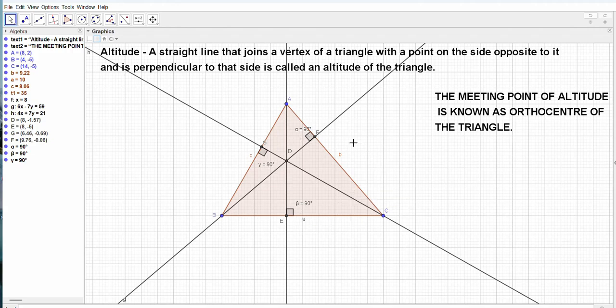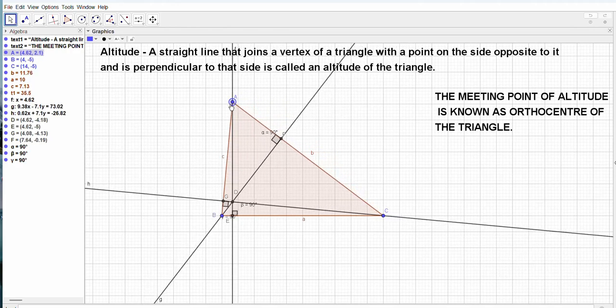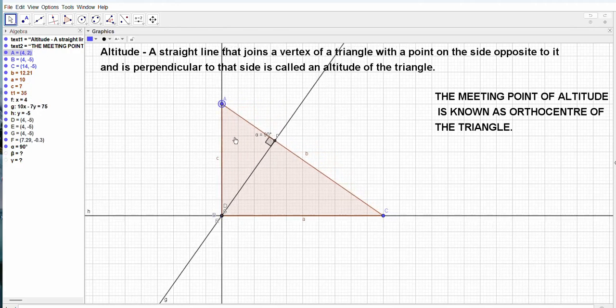Okay. Again, this is an acute angle triangle, and you can see all the three altitudes are inside the triangle. And the meeting point of altitudes is known as the orthocenter of the triangle. Now I'm going to change this acute angle triangle to a right angle triangle. And what you can observe here, when I make this triangle a right angle triangle, two of the altitudes became the sides of the triangle, isn't it?